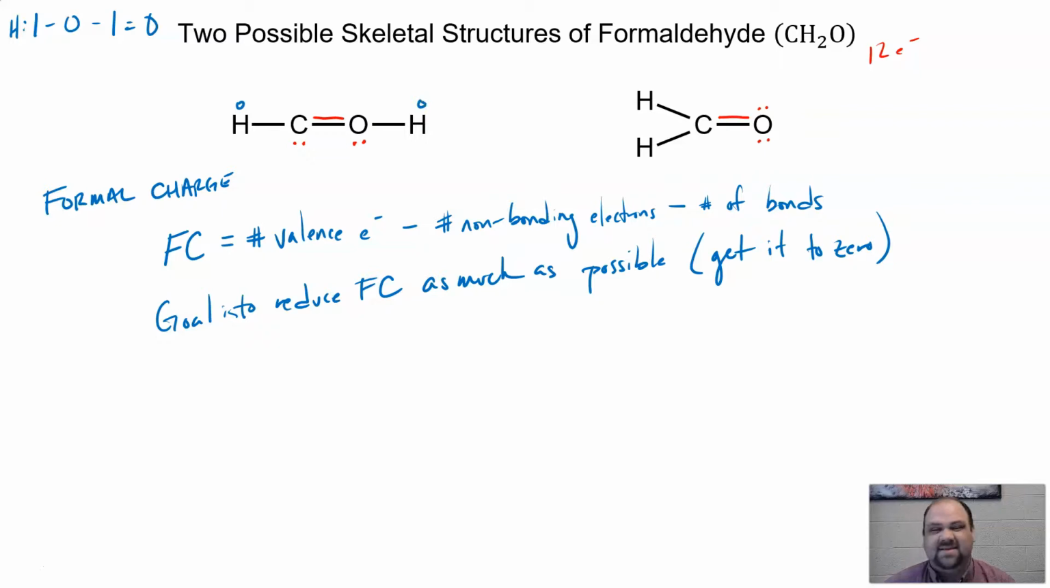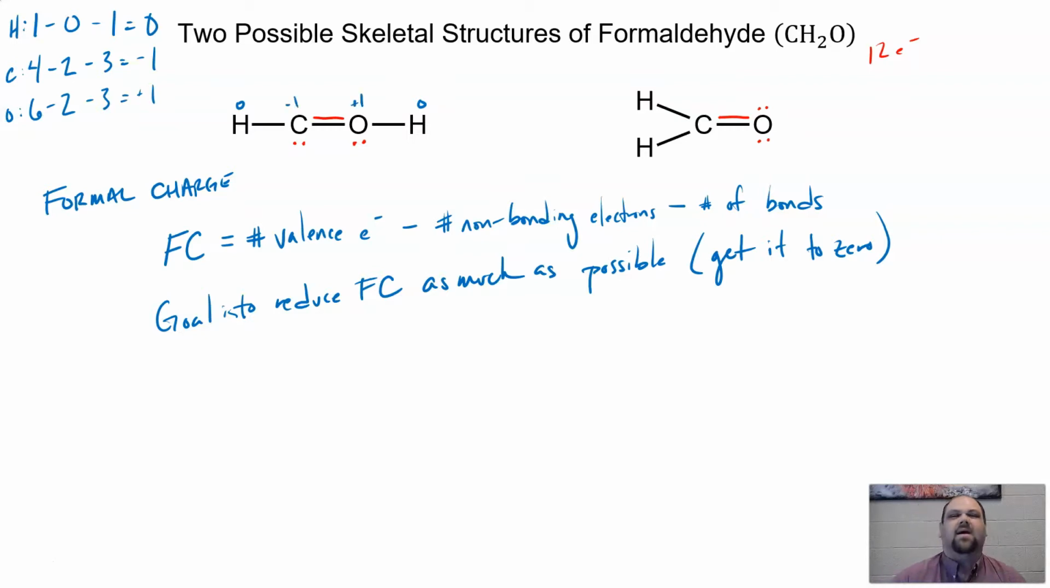This hydrogen is exactly the same. He's also going to have a 0 formal charge. So the carbon starts with 4 valence electrons. It's got 2 non-bonding electrons. And it's got a total of 3 bonds, right? That double bond counts as 2 bonds. And so 4 minus 2 minus 3, that's negative 1. The oxygen here starts with 6. That oxygen has 2 non-bonding electrons and also has 3 bonds. So he's positive 1.